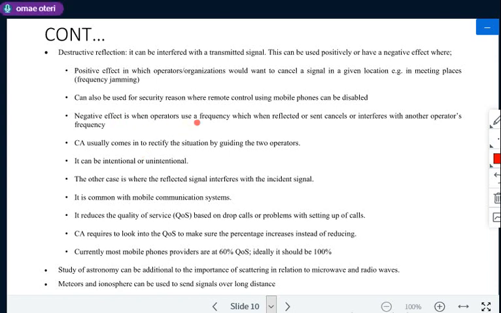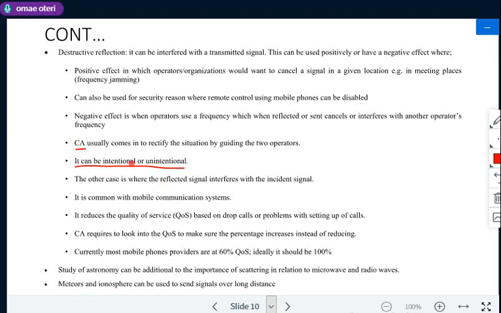So the negative effect, of course, is where a signal comes and interferes with another if they are of the same frequency, and the communication authority can come in to solve that problem. We mentioned it. Of course, here it's indicating this can be intentional or sometimes unintentional. Those frequency interferences, the competitors can do it intentionally.